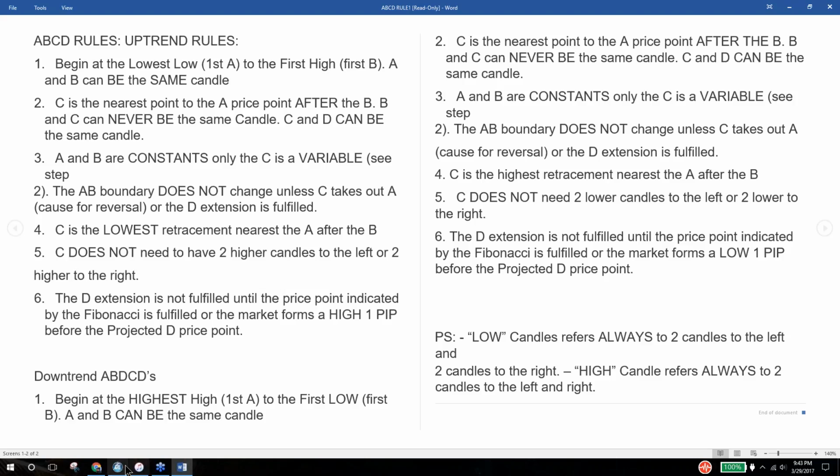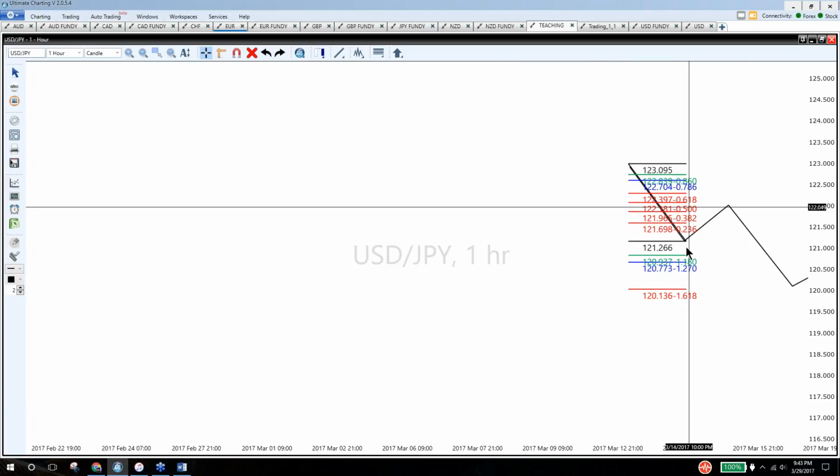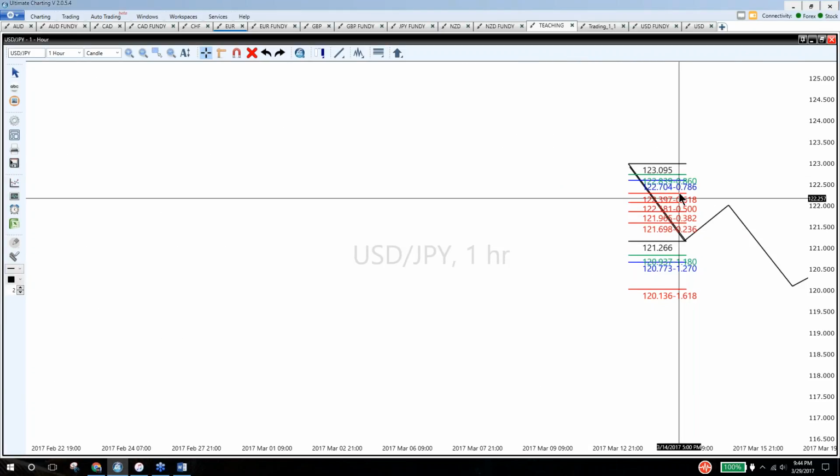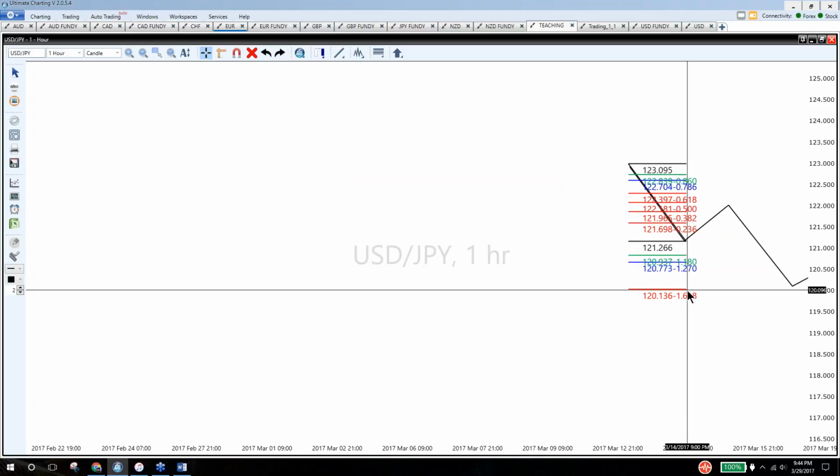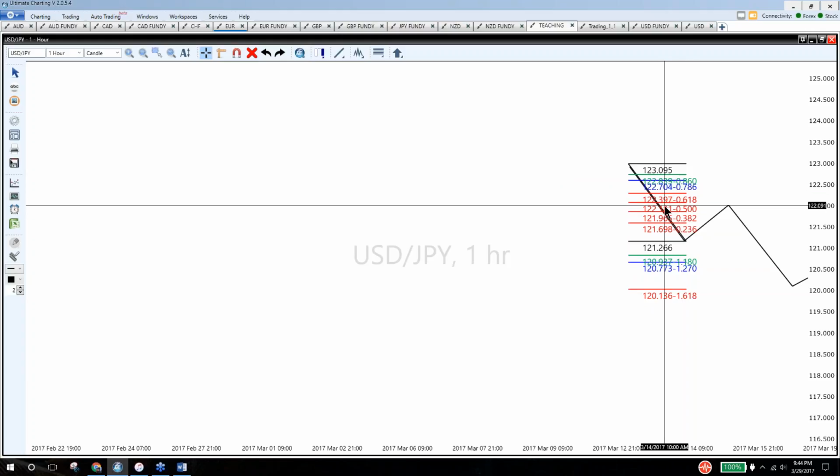So if we go back to that, and this is my AB boundary, did the market take out the A? Did the market fulfill the D extension? No to both, right? So the AB boundary doesn't change.